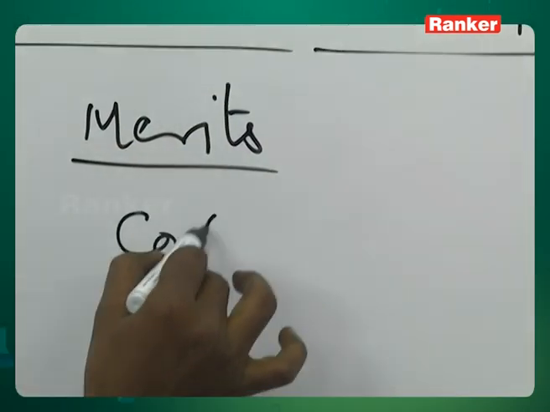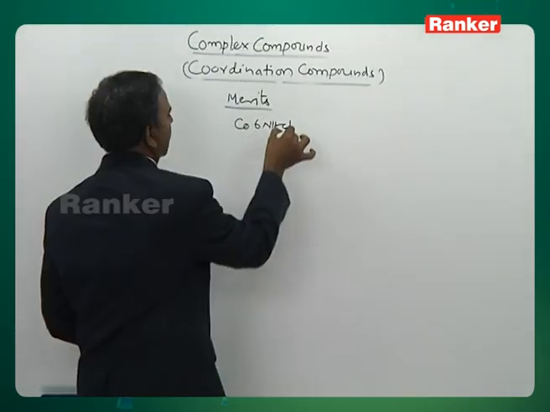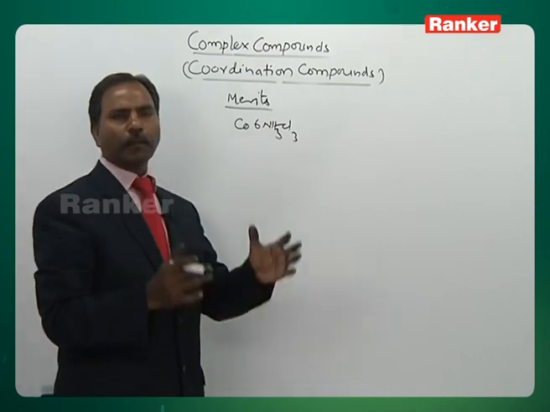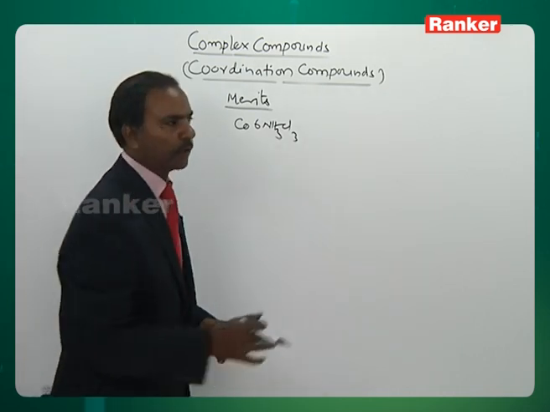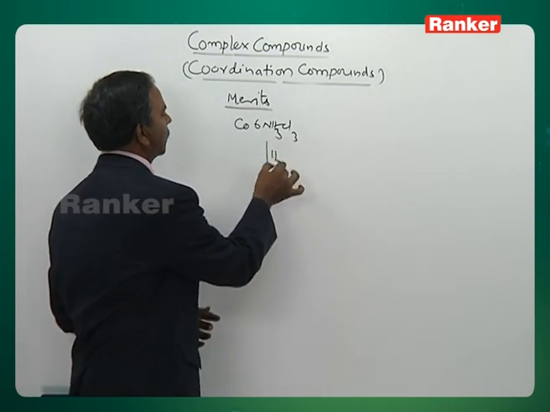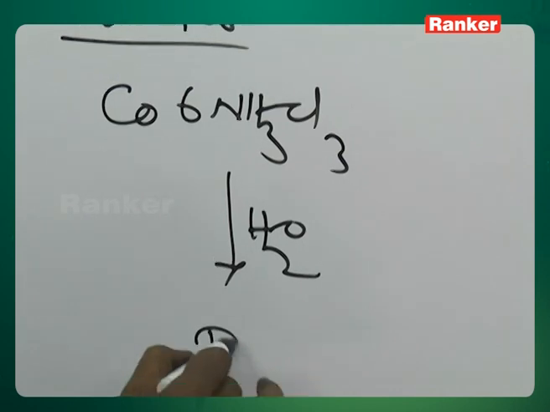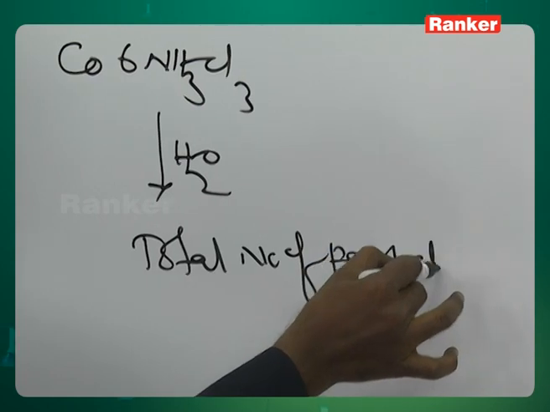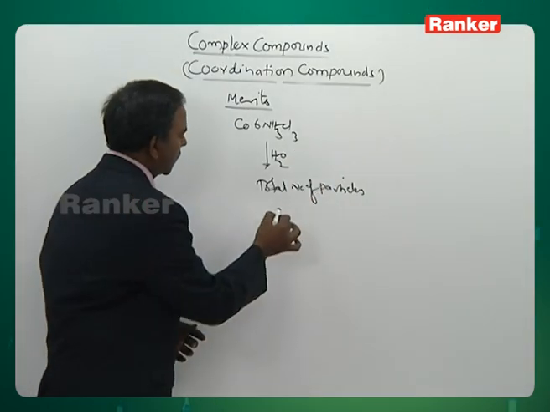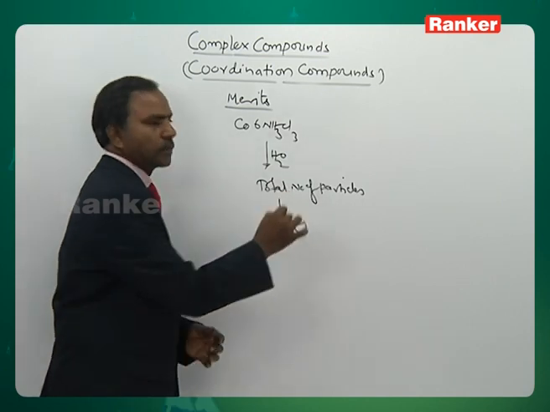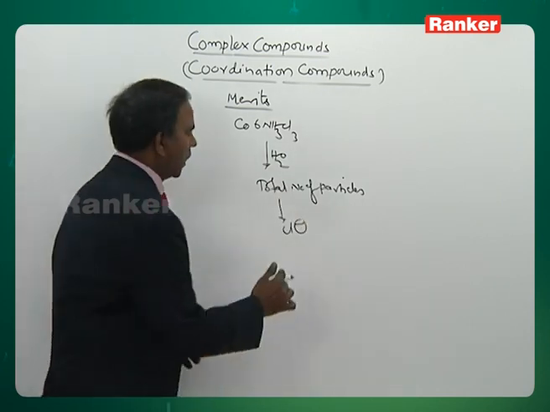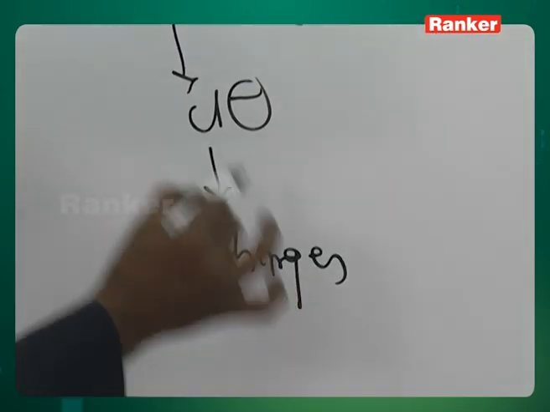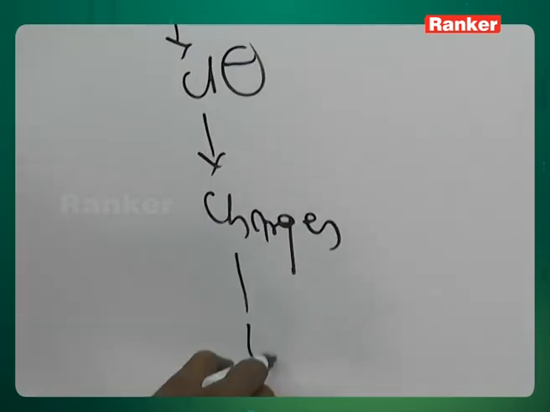Whenever a complex is dissolved in an aqueous solvent like water, consider this particular Werner complex, Co(NH3)6Cl3, dissolved in water. What is the total number of particles produced? How many chloride ions are produced, what is the number of charges, and what is its electrical conductivity?